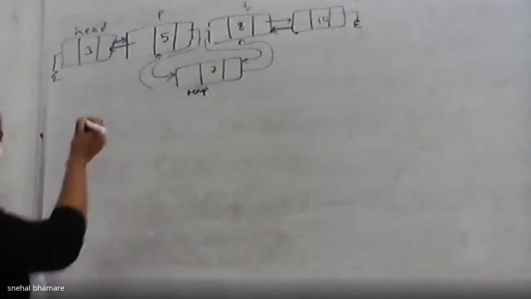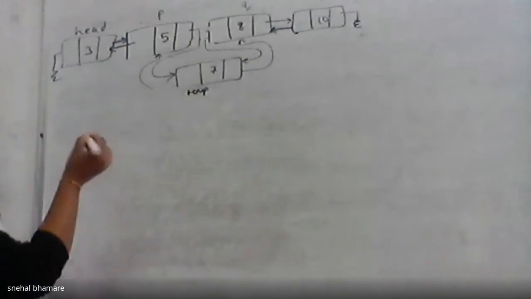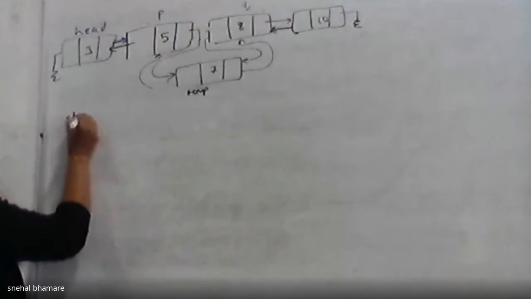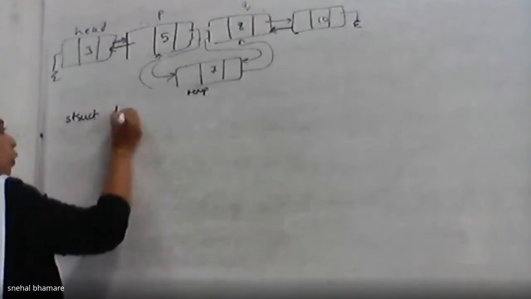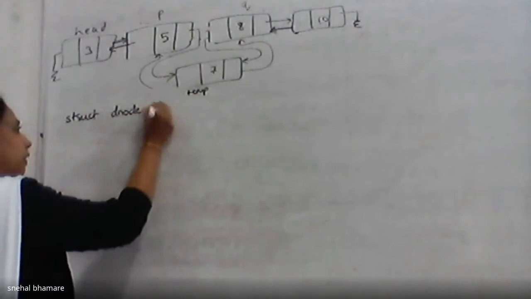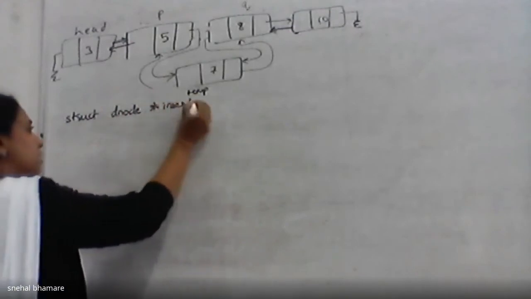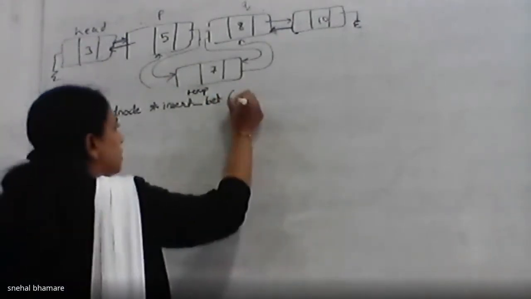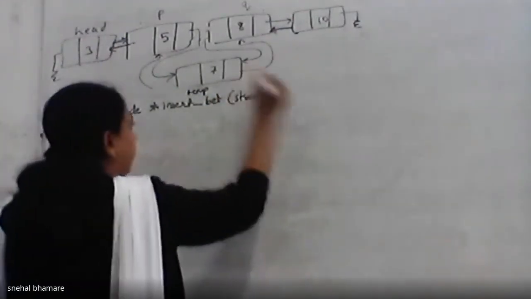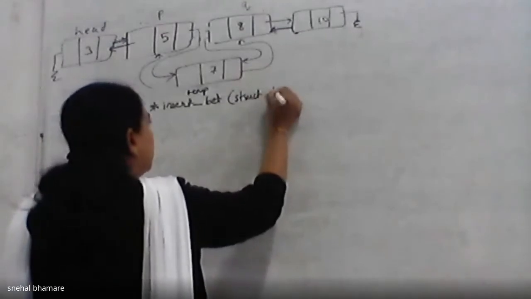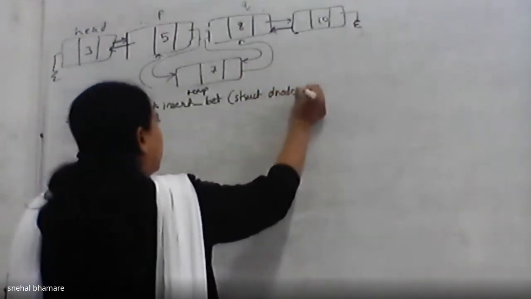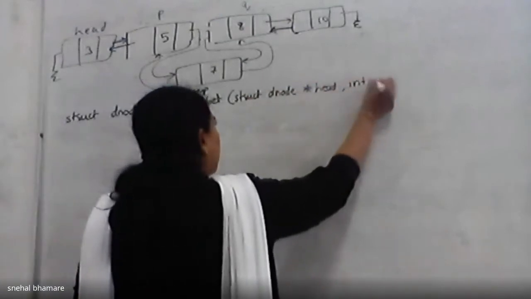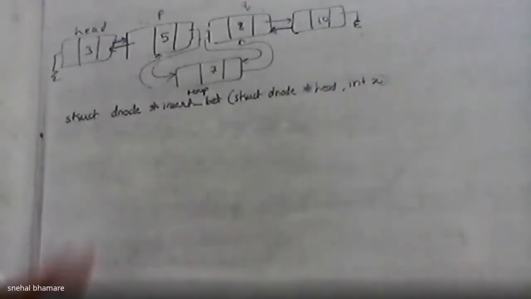This function, again, its signature will be the same as insert at first. So struct dnode pointer insert in between. Parameters will be the head of the previous node, that is struct dnode pointer head, and the value of the new node, let's say x. Fine.